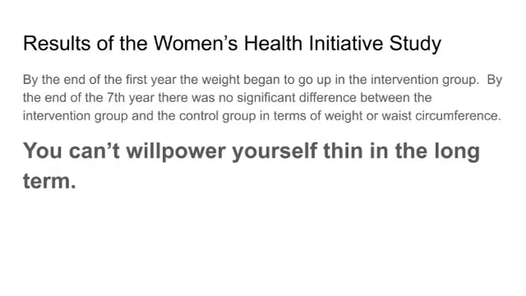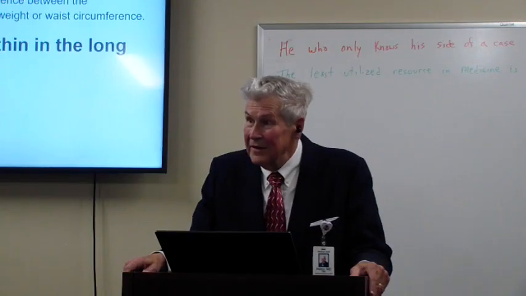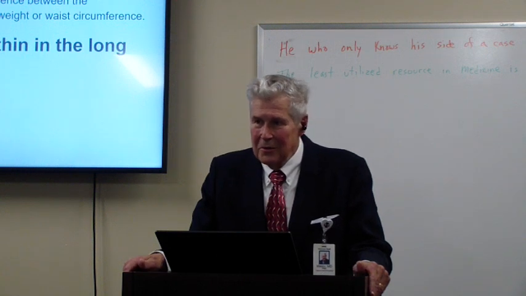Okay. Well, at first, during the first year, they started losing some weight. I think they lost about 12 pounds. And then by the end of the first year, the weight began to creep up because, as I told you, calorie-restricted diets are just not sustainable. And by the end of the 7th year of the study, there was no significant difference between the intervention group and the control group, which were given no instructions at all, just told to eat their normal diet. There was absolutely no statistically significant difference between the 2 groups in terms of weight or waist circumference. You can't willpower yourself thin on a long-term basis. It just doesn't work.